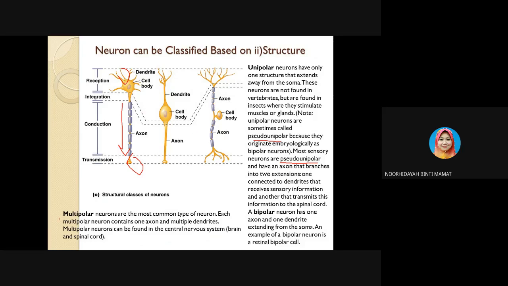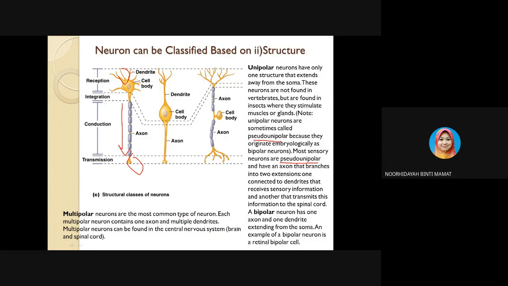You also have multipolar neurons. Multipolar neurons are the most common type of neuron, and each multipolar neuron contains one axon and multiple dendrites. Multipolar neurons can be found in the central nervous system, the CNS, which is the brain and spinal cord.